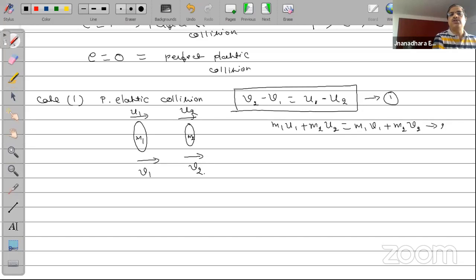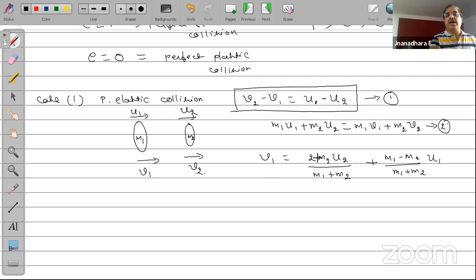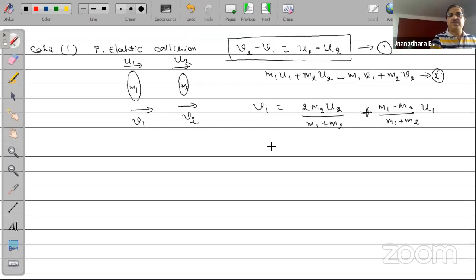With these two equations, you can show that v1 will be equal to 2 m2 u2 by m1 plus m2, plus m1 minus m2 by m1 plus m2 into u1. So I'm writing v1, that is the velocity after the collision of the first body, by this expression. In most of the problems, you have to find out what v1 and v2 are. So I think this will be a useful expression for that.